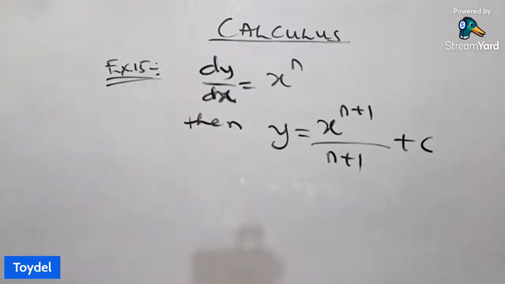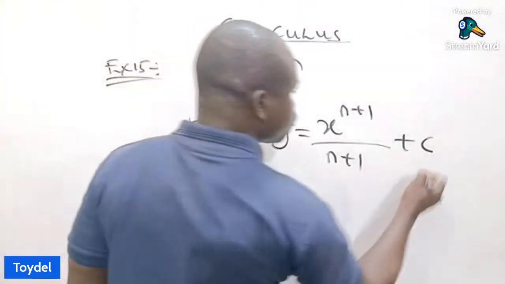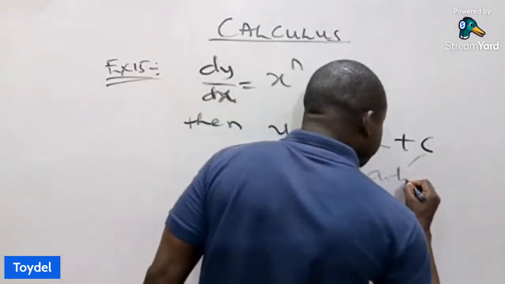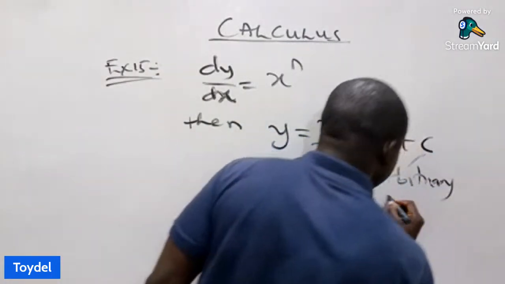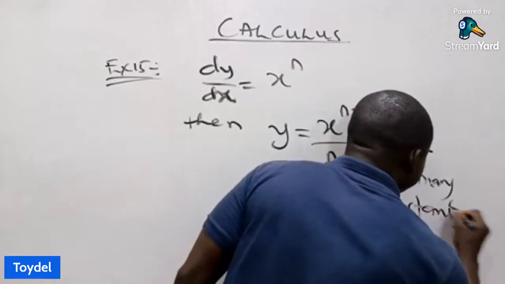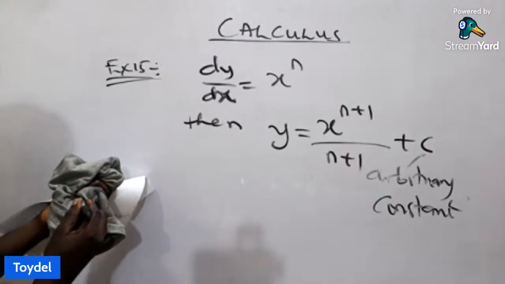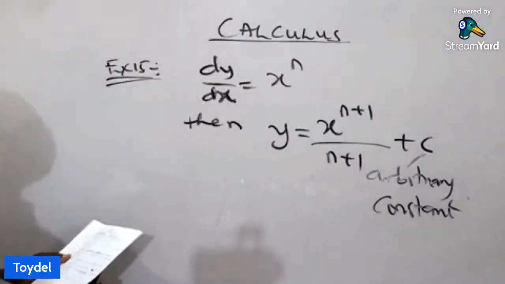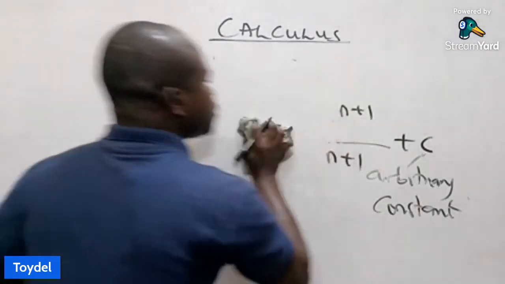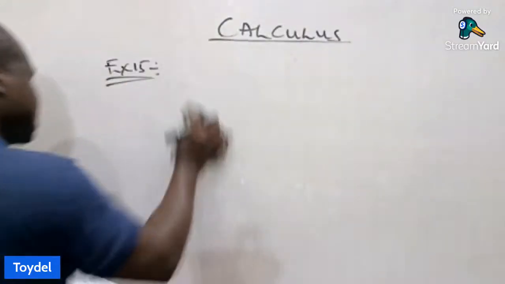Let's take note. Whenever we integrate, it's compulsory to put this thing. It is called arbitrary constant. Whenever we integrate without bounds, that one is called an indefinite integral. So whenever you integrate, you must put arbitrary constant. It's a must. Let's take note. So we can go to examples now. Let's see the likely questions that we can get.